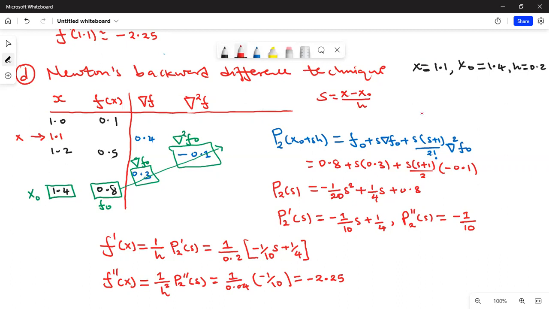So therefore, s will now be equal to 1.1 minus 1.4 over 0.2. When you press this in your calculator, let's see what you're going to get. 1.1 minus 1.4, that is negative 0.3. Then we are dividing by 0.2. That is negative 1.5, which is negative 3/2. So that's our s. And remember, when you differentiate, ds dx is the same as 1/h. That's why we are introducing 1/h here.